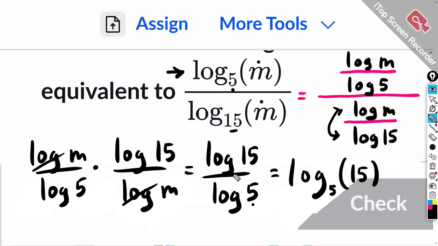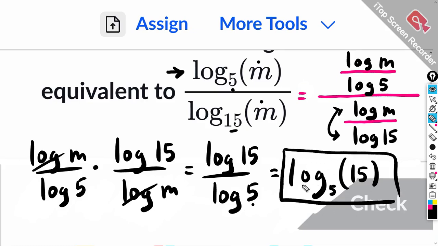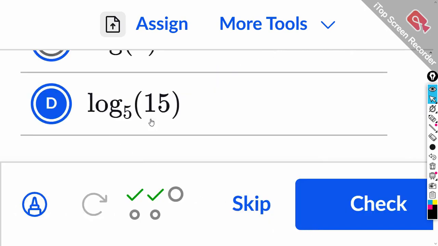All right, so basically we use the change of base rule in reverse. If you can't see it, imagine taking this and doing the change of base rule and getting this. Log of 5, the base, goes on the bottom, and the argument 15 goes on the top. See, this right here is on the bottom, and the 15 is on the top. So we just did the change of base rule, but we did it in reverse. Answer D.